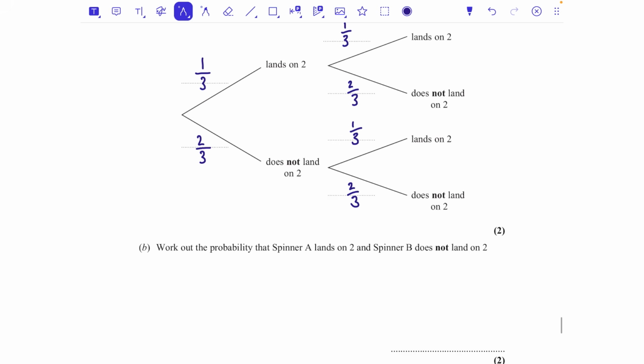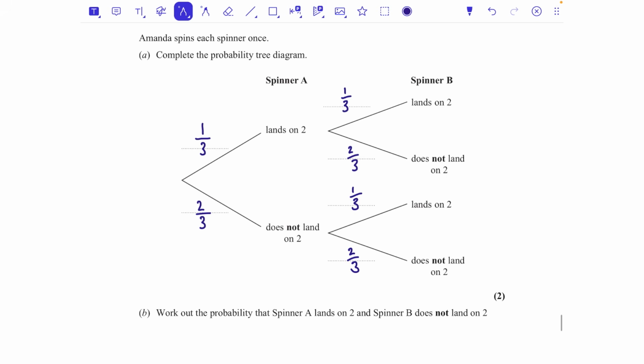Part B says work out the probability that spinner A lands on a 2 and spinner B does not land on a 2. So what pathway is that? We've got 4 pathways here. Either spinner A lands on a 2 and spinner B lands on a 2, or spinner A lands on a 2 and spinner B doesn't, or spinner A doesn't land on a 2 and spinner B does, or neither of them land on a 2. Those are the 4 different pathways.